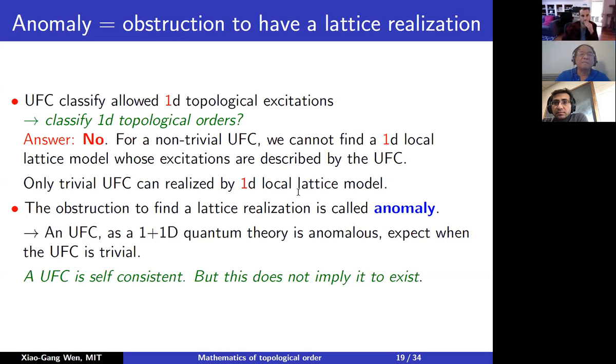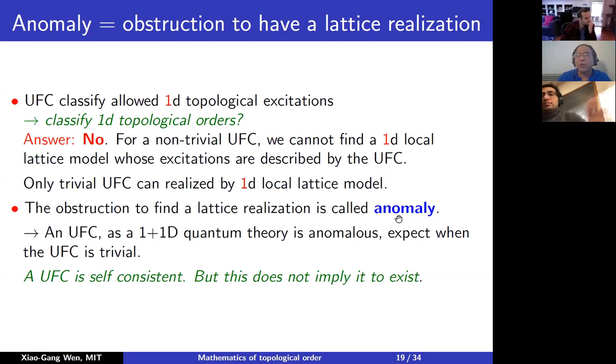It turns out that even though we have many non-trivial fusion categories, all those non-trivial fusion categories have no physical correspondence. It means that we don't have any one-dimensional system whose excitations can realize this unitary fusion category. So we have a very sophisticated theory, but for nothing, because none of them are physically realizable. In physics, we only realize the trivial fusion category. This obstruction to finding a lattice realization is called anomaly.